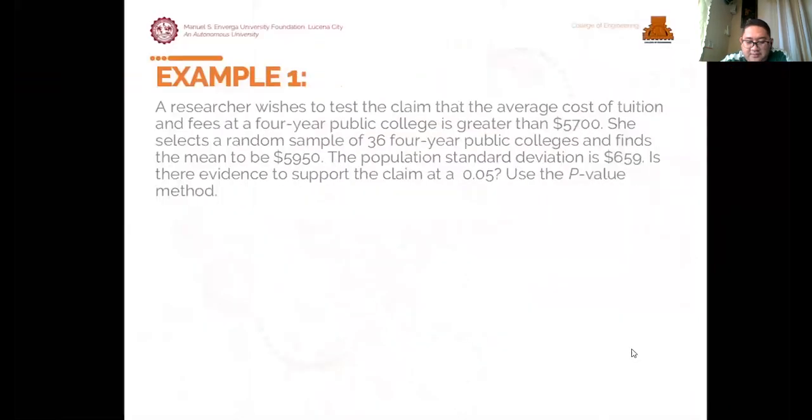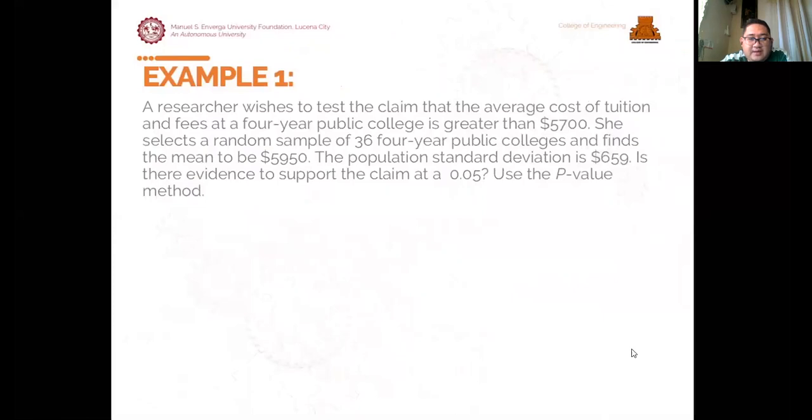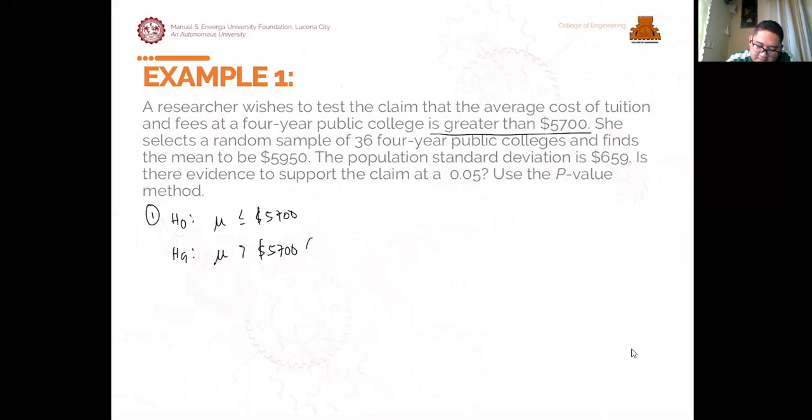Okay? So, let's apply sa first example. A researcher wishes to test the claim that the average cost of tuition and fees at a 4-year public college is greater than 5,700. Okay? So, is greater than is an alternative, no? So, mu is greater than 5,700. So, yung null hypothesis natin will be less than or equal to 5,700. Okay? So, yung claim niya is ito. Ito yung claim niya.